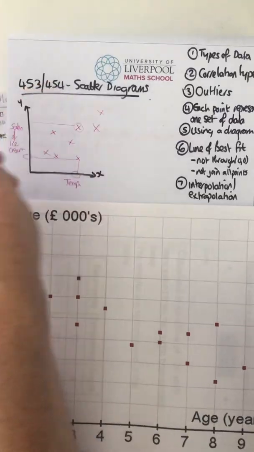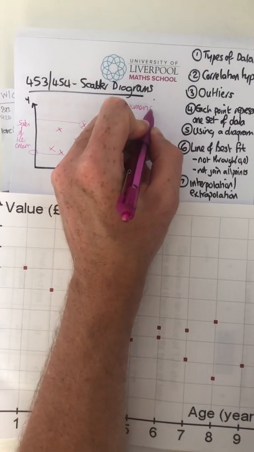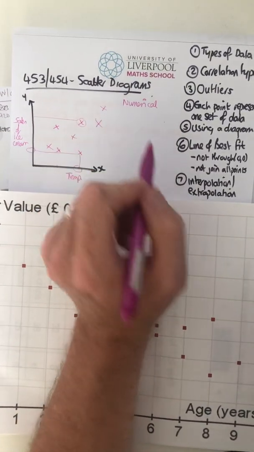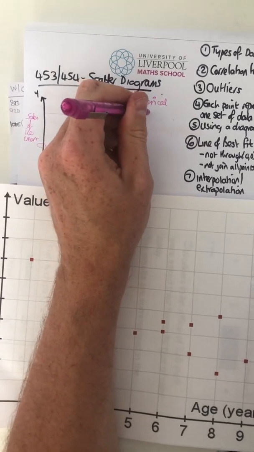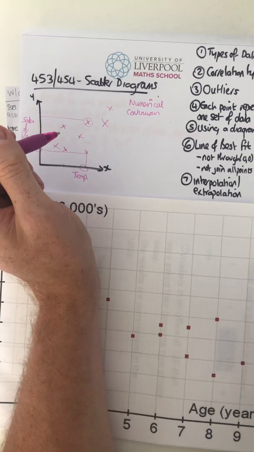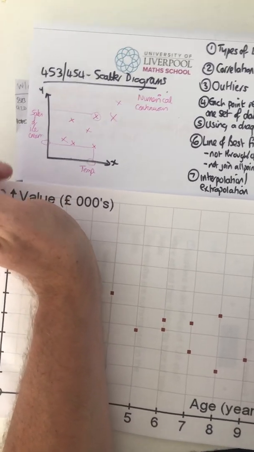So types of data, well, it has to be numerical data. And generally it's to do with continuous data, so temperature is one example. Money is another example. Age is another example.